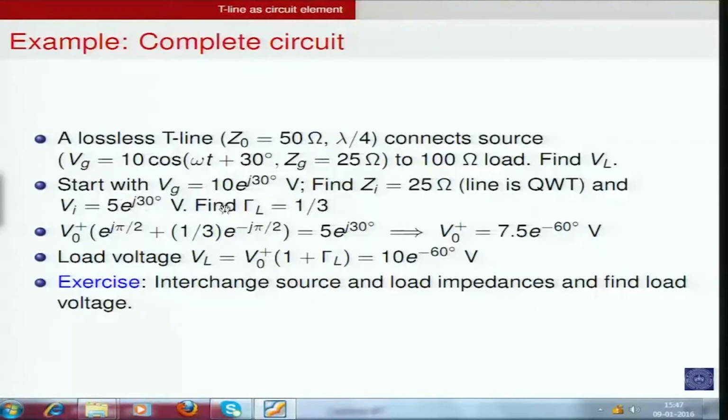The phase difference between input voltage and V0 plus itself can be found out, and this is around 90 degrees. Same thing, the load voltage will also be equal to 10 into e power minus j 60 degrees. So you can actually see that the load voltage magnitude is the same as the generator voltage, except that these two are now lagging by 90 degrees, right? So one voltage, the generator voltage is leading by 30, this fellow is lagging by minus 60, so the phase difference between them is 90 degrees, okay.